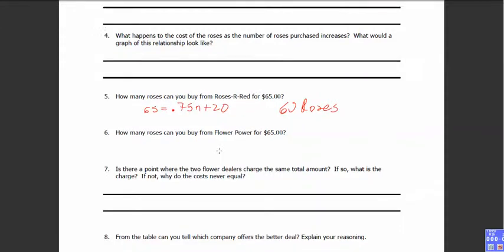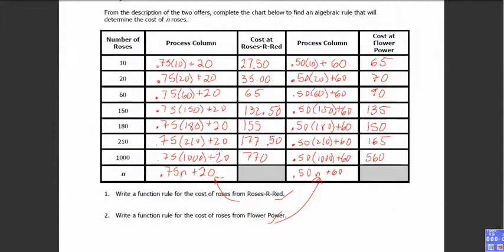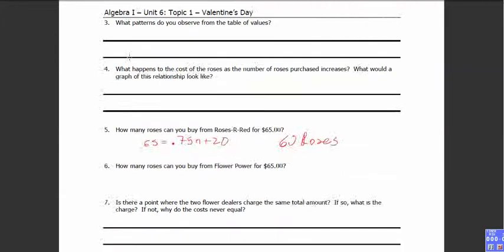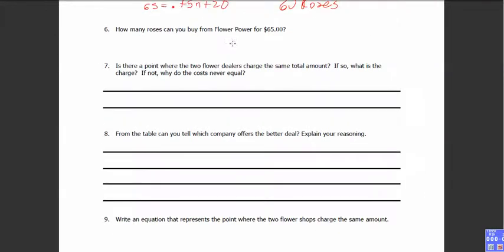Now for Flower Power, let's see, 65, Flower Power, yeah, there it is. It's on the chart. Flower Power, I could buy 10 roses. Okay, so we actually don't even really have to do any algebra yet. We just read that straight off of the chart.